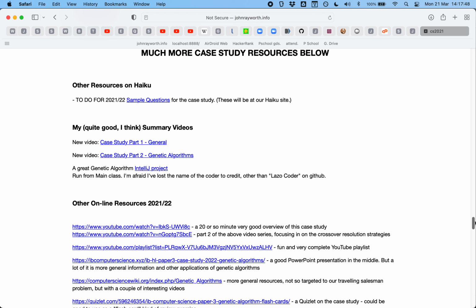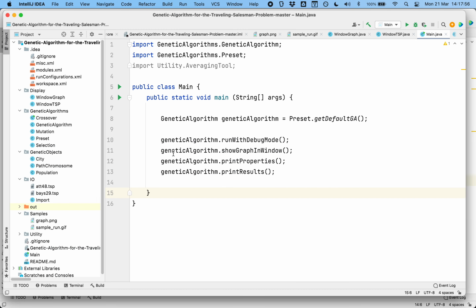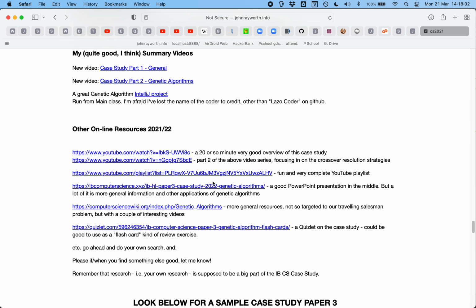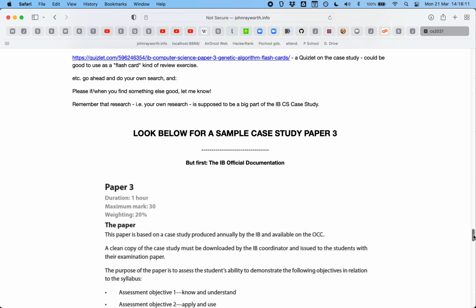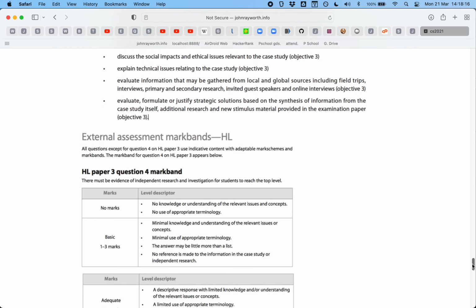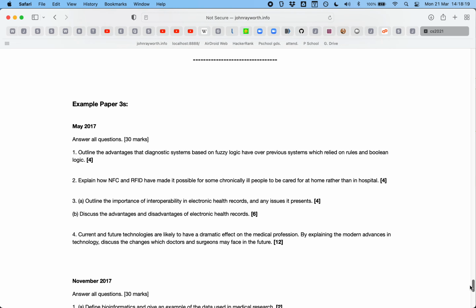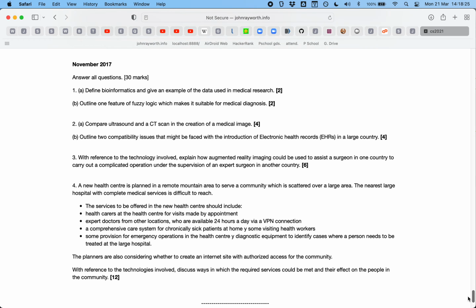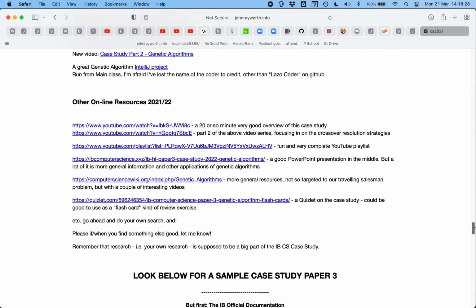So here we go, more case study resources, including sample questions, which you'll definitely do, videos, which you've already seen, IntelliJ project, which is great, you can run it, it's cool, and a bunch of links from other teachers, other students around the world that I think are all right. But I think everything you need is, well, it's up to you, right? You're the researcher to learn all this. And then there's a paper 3, information from the IB, may be helpful to you. Particularly helpful, though, will be just looking at past papers, which are only 4 questions, including that 4th one, which is always worth 12. And yeah, so there you go.